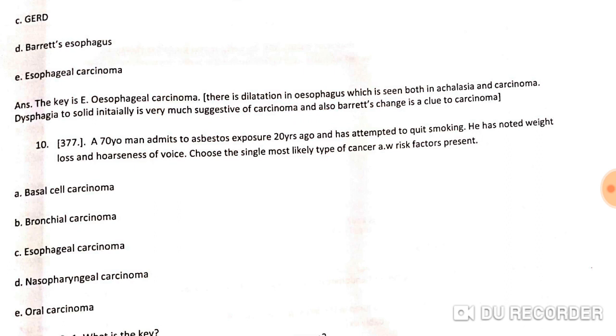Now, a 70-year-old man admits to asbestos exposure 20 years ago and has attempted to quit smoking. He has noted weight loss and hoarseness of voice. Choose the single most likely type of cancer associated with the risk factor present here. So, hoarseness of voice: this is a case of bronchial carcinoma.